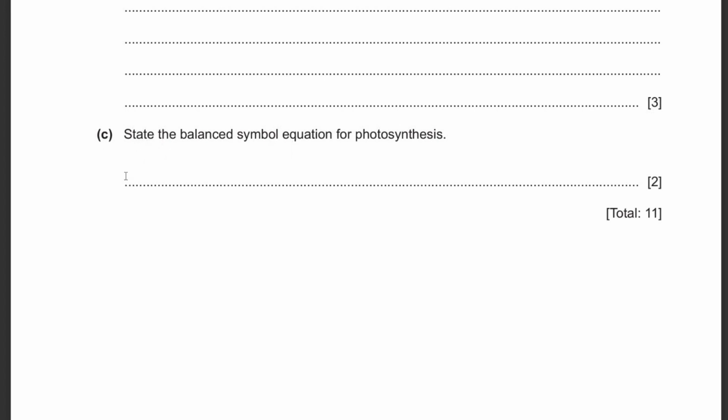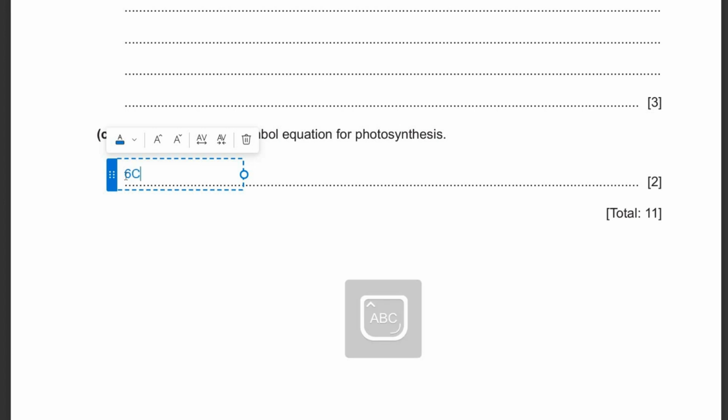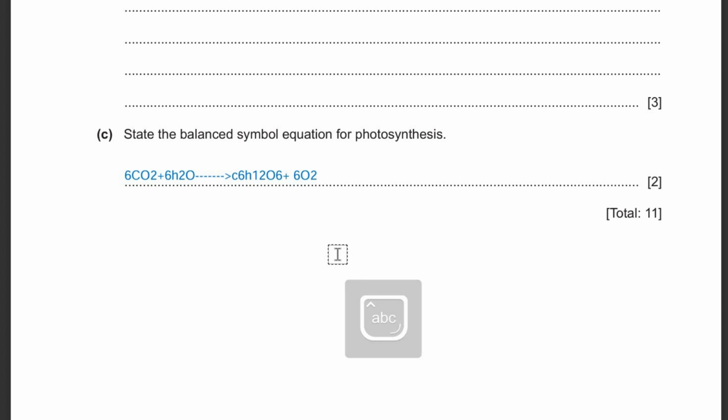This is a very crammed, oldie sort of equation that we need to learn: 6 carbon dioxide plus 6 water gives rise to 1 molecule of glucose plus 6 molecules of oxygen. Alright, this is the equation.